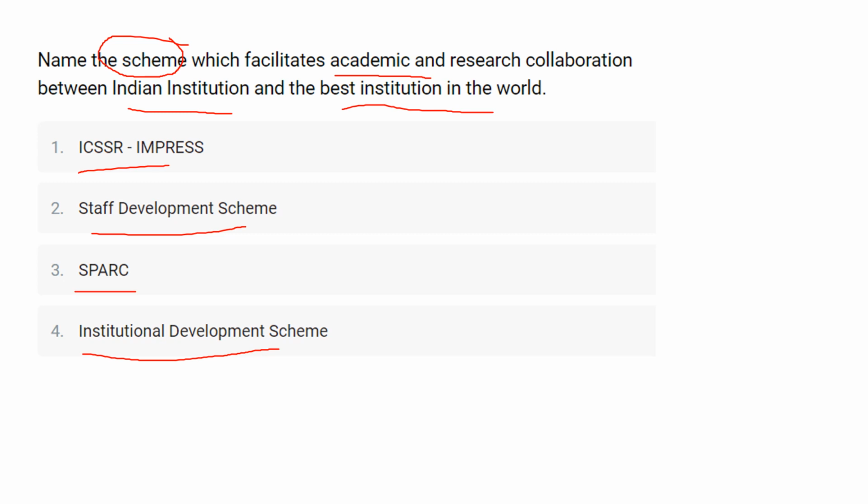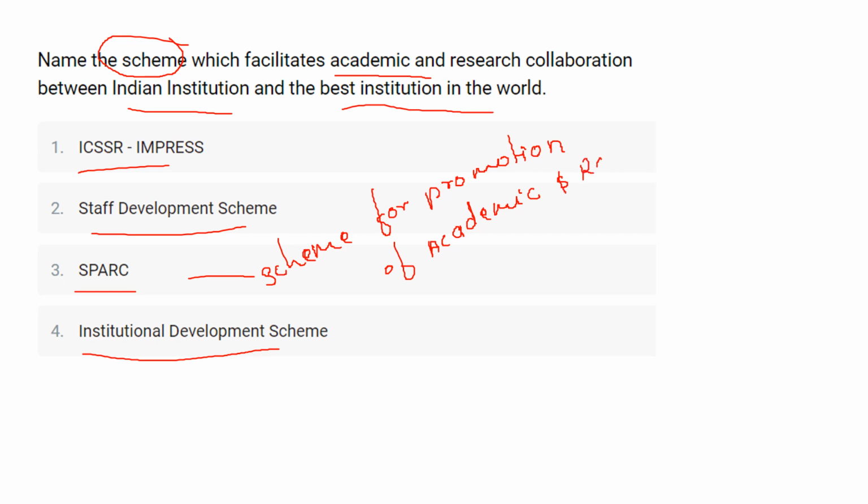Okay, the Minister of Human Resource Development, Shri Prakash, launched the web portal of this scheme for the promotion of academic and research collaboration, that is SPARC. Please remember the full form here, that is Scheme for Promotion of Academic and Research Collaboration. Okay.